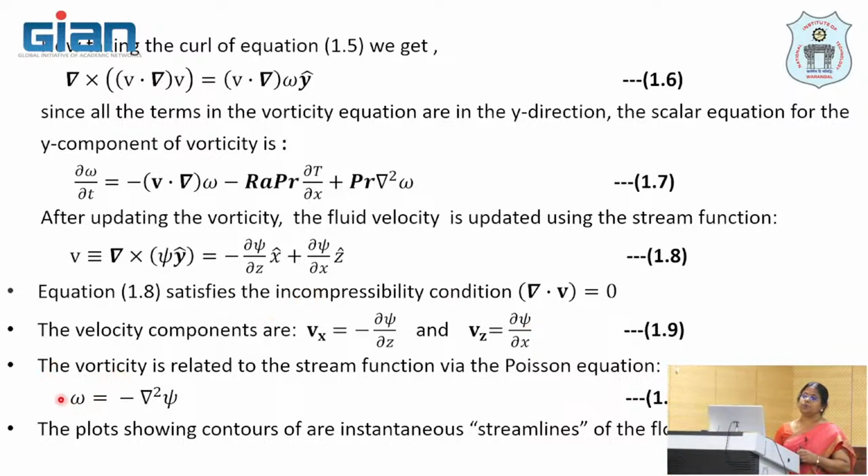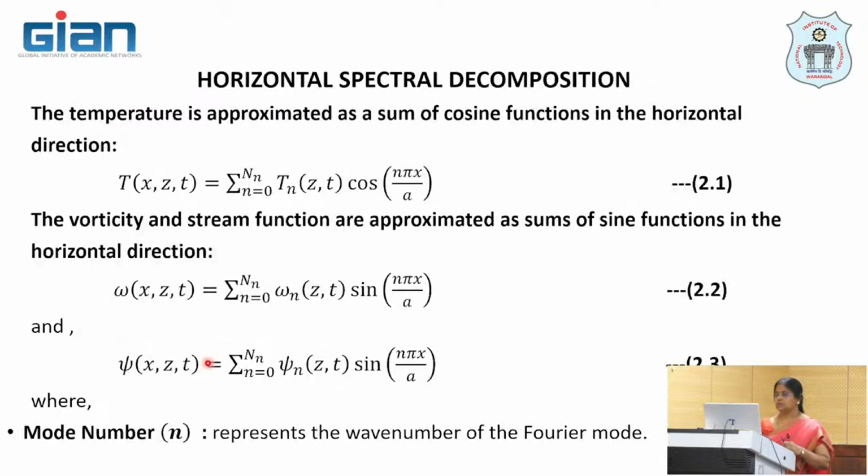And what is the relation between vorticity and stream function? It looks like a Poisson equation. So now we are going to find the vorticity, stream function, and temperature. Then once we know the vorticity or stream function, we can find the velocity. Our aim is now to solve for the dependent variables: vorticity, stream function and temperature. Now let us move on to the spectral method.